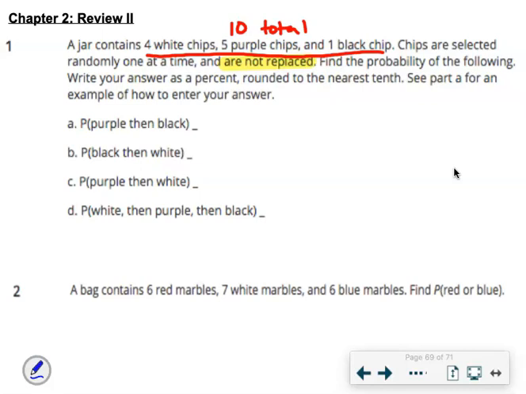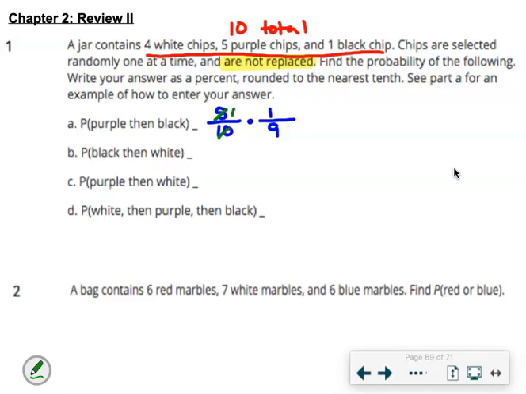Find the probability of the following. Write your answer as a percent, round to the nearest tenth. So the probability of the first one is purple and then black. That's the amount of purples out of 10, which is 5 out of 10, times our second fraction has to change. We want the second fraction to be black. There's only 9 chips left in the jar since I took a purple one out. So this is going to be 1 out of 9 since we have only 1 black chip in the jar.